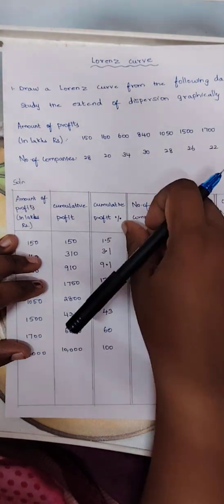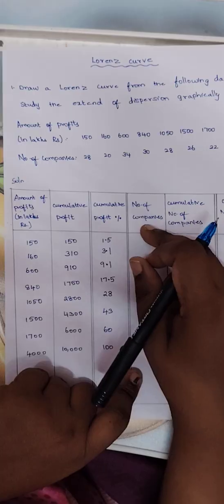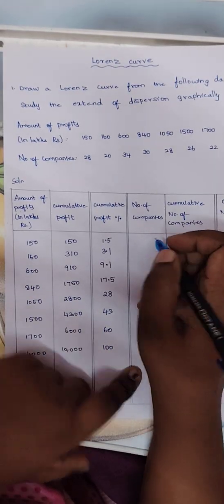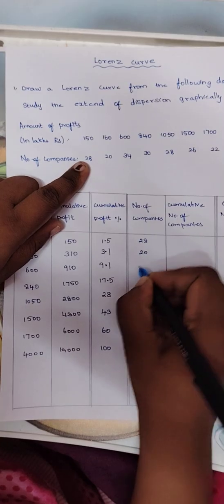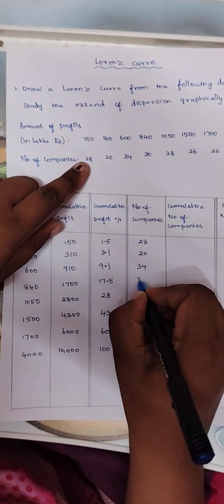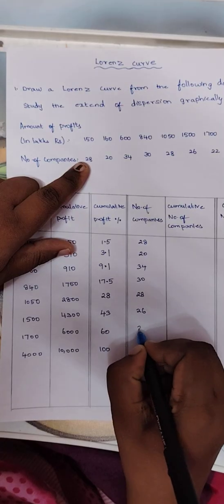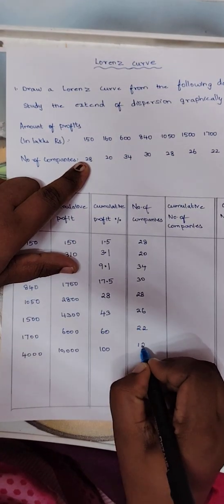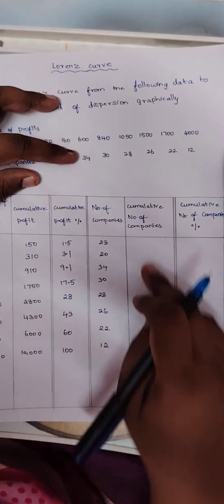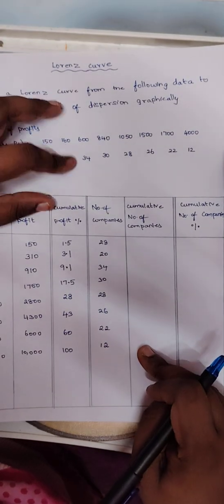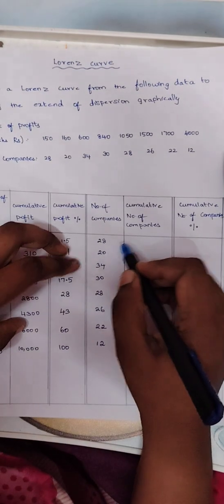See, now I have found the values of the cumulative profit frequency. Next, I'm going to write the number of companies. The number of companies given here are 28, 20, 34, 30, 28, 26, 22, and 12. This is the number of companies. The next thing I have to do is find the cumulative of all the companies. So to find the cumulative of all the companies, I will add the terms, right?